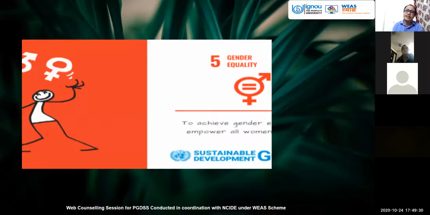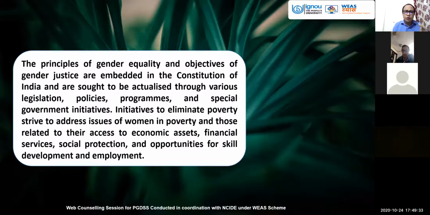The fifth one is gender equality. If you look into this, it already exists in our tradition, society, our custom, and even we have the principle of gender equality and objective of gender justice already embedded in the Constitution of India that are sought to be actualized through various legislation, policies, programs, and especially a number of government initiatives. So initiatives to eliminate poverty, strive to address issues of women in poverty and those related to their access to economic assets, financial services, social protection, opportunities for skill development and employment. This you must have seen, in the last 2-3 decades, we are aggressively implementing this.